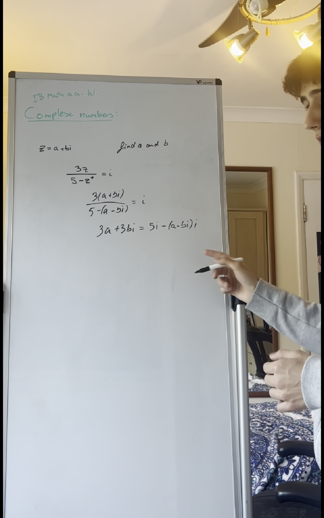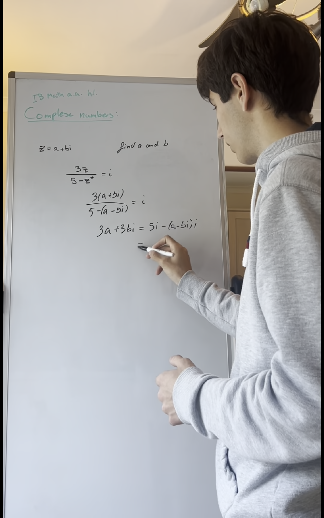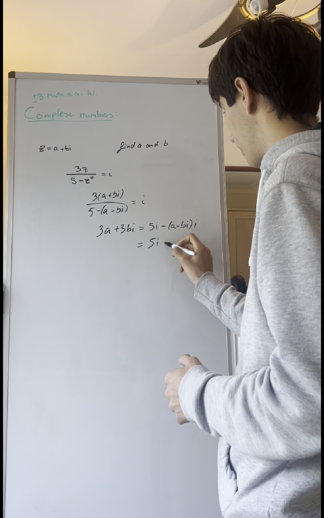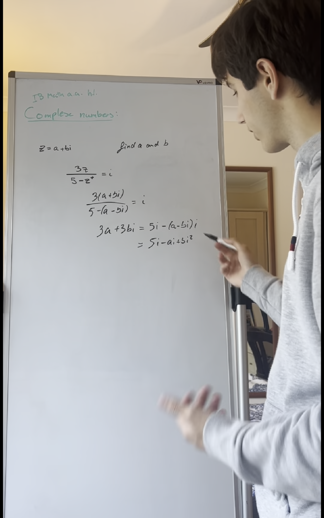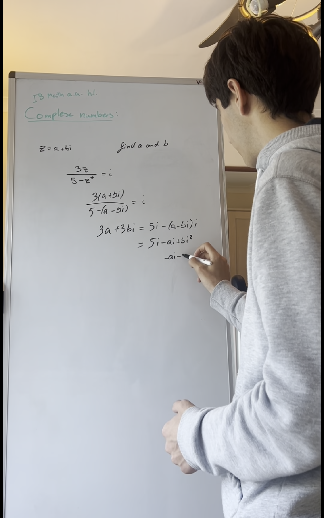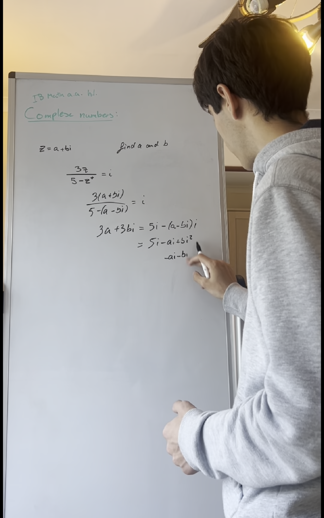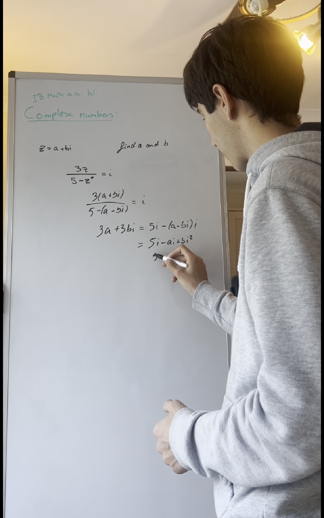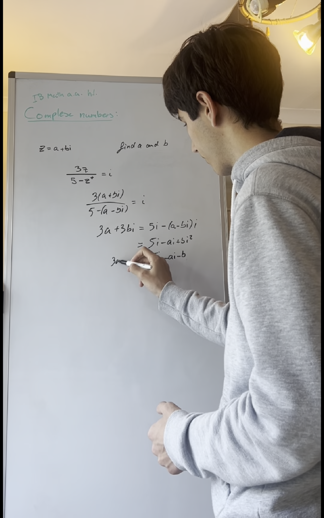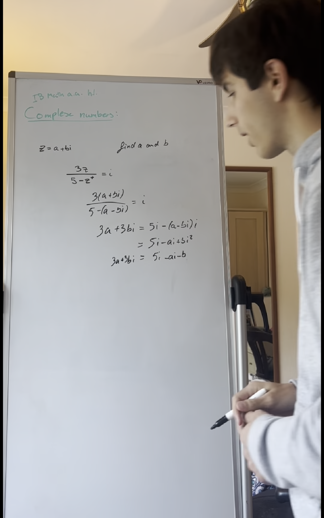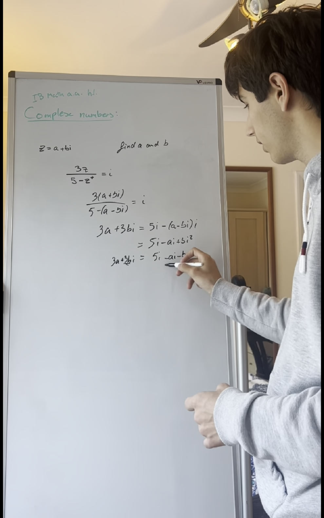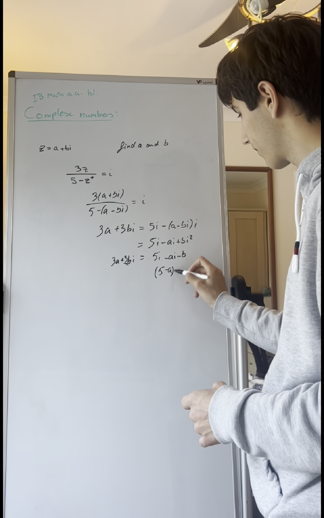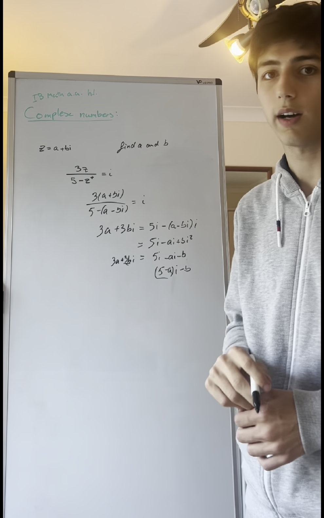And we can now expand the brackets on the right hand side. So this is going to be 5i minus ai plus bi squared. i squared, of course, is negative 1, so minus ai minus b. And now we can observe that 3b is the coefficient of i on the left-hand side, and 5 minus a is the coefficient of i on the right-hand side.